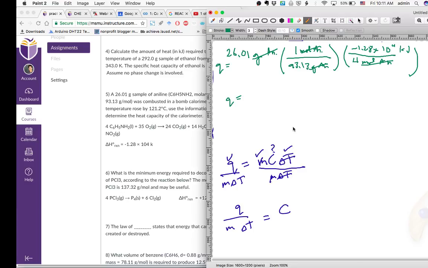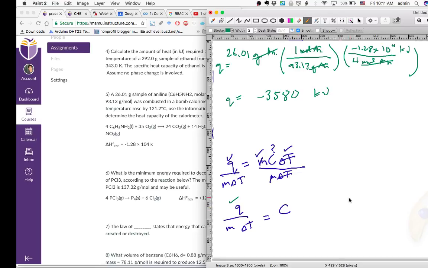Look at the significant figures. There's only 3 there. So it's negative 3580 kilojoules. That came from negative 3575, rounded to 3 significant figures. That's the Q. All right, so now I have the Q. The mass was this, and the delta T was this.